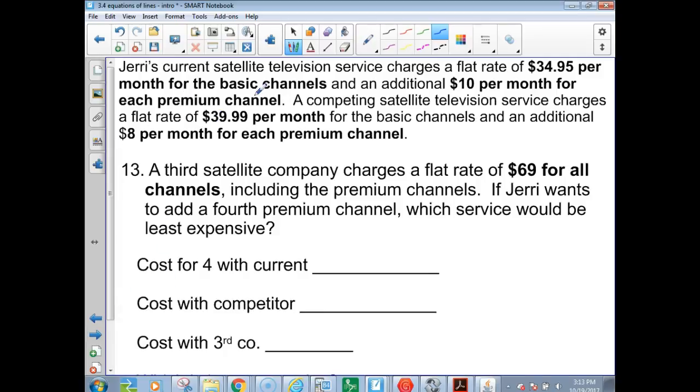All right, Jerry's current satellite TV charges a flat rate of $34.95. Now we got a third company that charges a flat rate of $69. And we want to know if it's going to be better to go with them. That third company is $69. That's what I'm asking. But now we want to have 4 channels. We're going to need to calculate $10 for the first plan, times 4, plus the 34.95. That'd be 40 plus 34.95, which is 74.95.